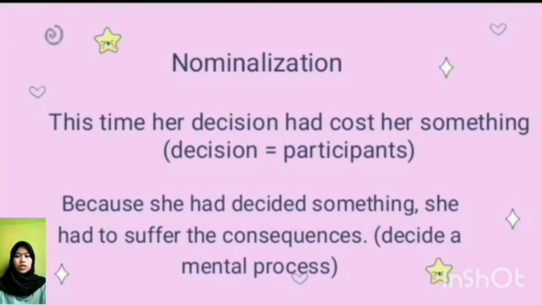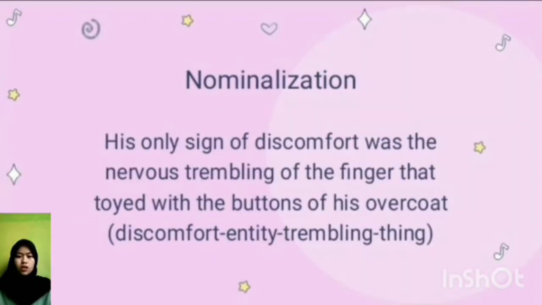This time her decision had cost her something. Decision is a participant. Because she had decided something, she had to suffer the consequences. Decide is a mental process. His only sign of discomfort was the nervous trembling of his fingers that toyed with the button of his overcoat. Discomfort is an entity and trembling is a thing.